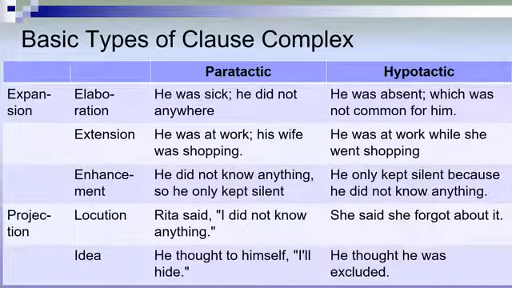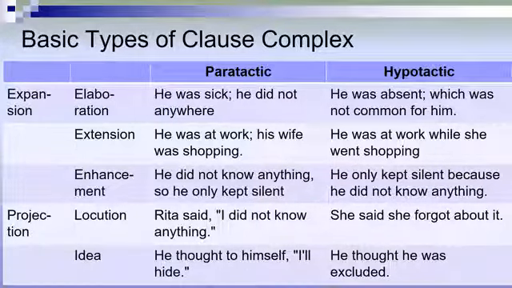We have on the left in the first column the expansion and projection. These are the types of relation. And then on the second column, you have the types of relation. You have the elaboration, extension, and enhancement, which belong to the expansion. And you have the locution and idea, which belong to the projection. And then the relation can be paratactic or hypotactic.